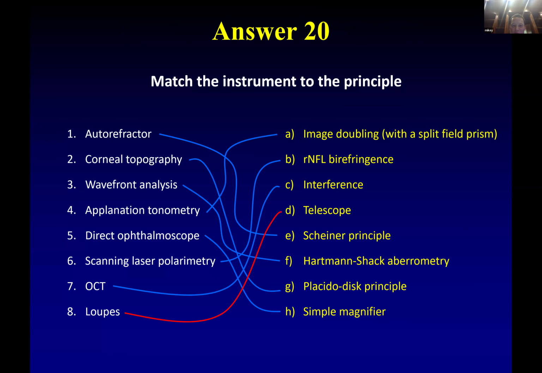All right, so let's go through each of these. This is the chapter on instruments in the AO manual. It goes through some of the descriptions, but I think the main thing is that each has a principle that underlies it, and that I think is going to be the most common question.